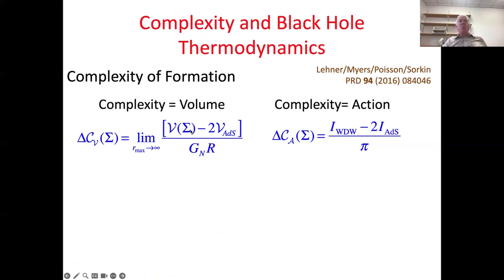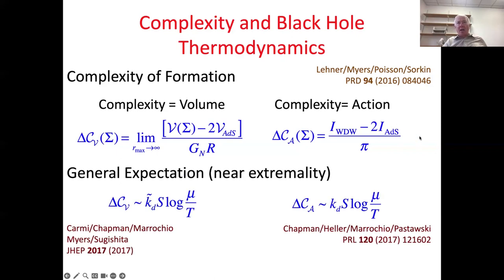You have to, first of all, subtract off the background AdS extremal volume or action on the Wheeler-DeWitt patch in order to get finite quantities. And they showed there were subtleties in doing that, but they could be dealt with. Further work in these papers showed that there was a general expectation that this complexity volume or this complexity action term scaled like the thermodynamic entropy of the black hole in the interior, multiplied by this logarithm of temperature, where mu is some scale.